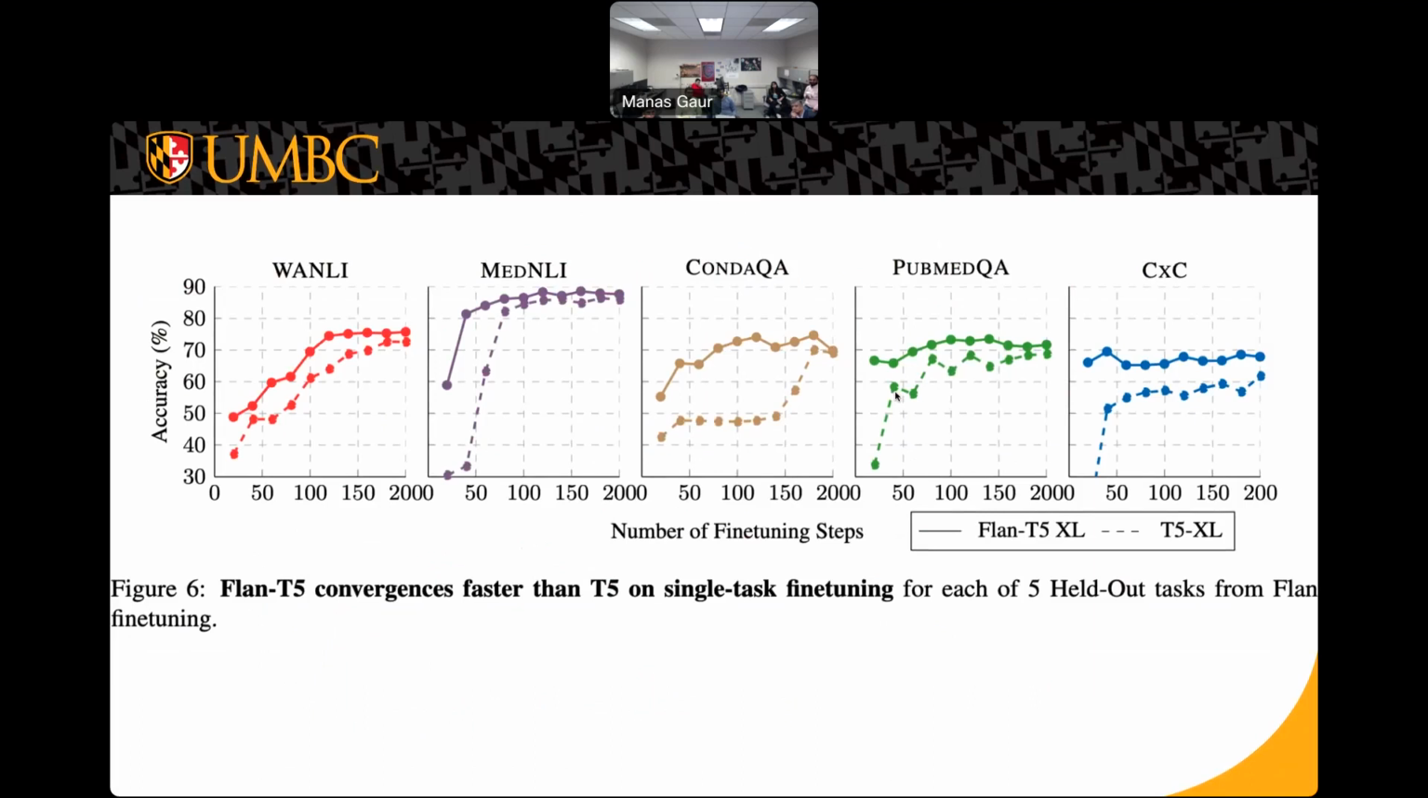And this is another comparison between the FlanT5 model and the base model T5XL. Here also we can see that the FlanT5 model converges faster than the base model. So it's a better model than the T5 base model.